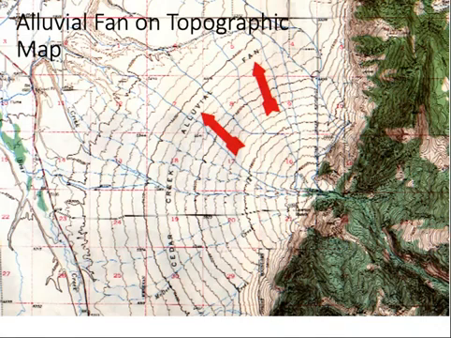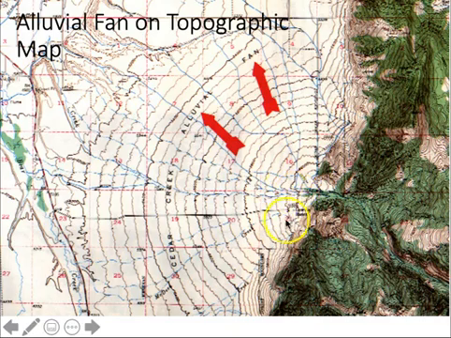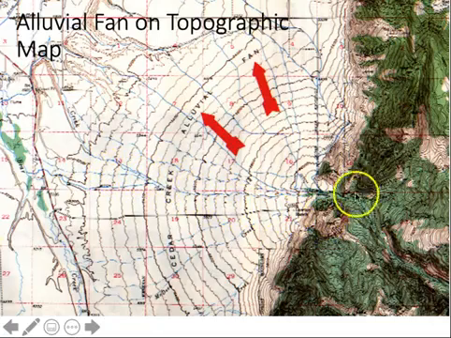On a topographic map, an alluvial fan is going to be the feature being built out from the mountain front. Reading the contour lines, we see that it has this fan shape, a moderate slope leading up to the mountain front here. There's the stream exiting.